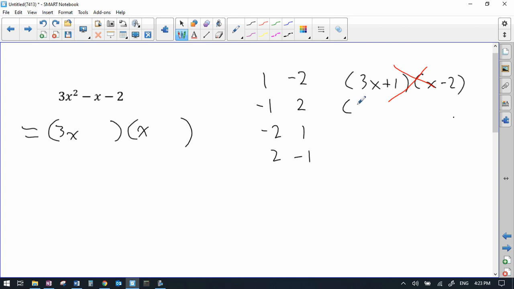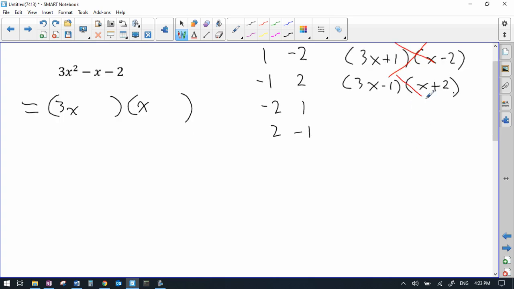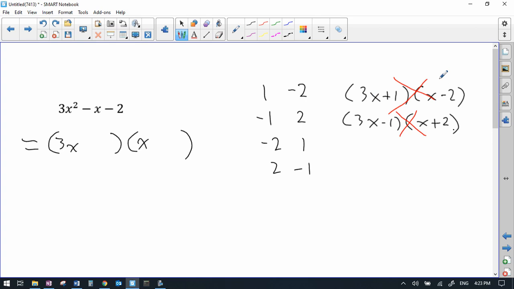The next one is 3x minus 1 and x plus 2. Does that work? Okay, it gives me the right first term, 3x squared. It gives me the right last term, negative 2. The middle term would be 6x minus 1. Well, 6x minus 1 is 5x. That's not close either. You can see that the problem with these two is we're multiplying 3x by 2 and we're getting a 6, and that's not letting us get the right middle term.